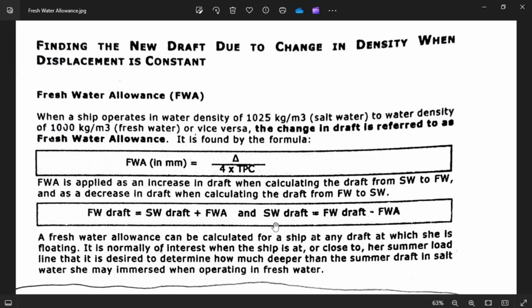And saltwater draft equals freshwater draft minus freshwater allowance. This is now the reverse. When you are floating in salt water, the freshwater allowance should be deducted from the freshwater draft because the vessel will rise when you are floating in salt water. Again, if you are floating in salt water density, the tendency of the vessel is to rise up. So if you have a freshwater draft, you deduct the freshwater allowance to get the saltwater draft. I hope that is clear.